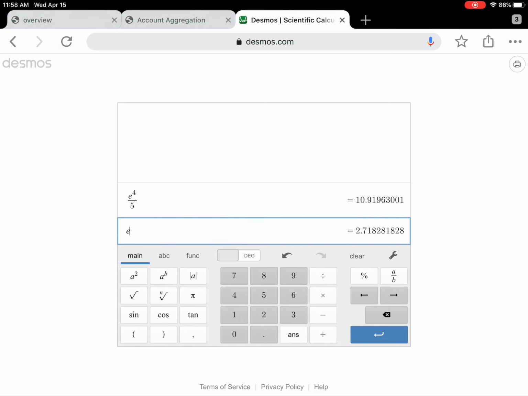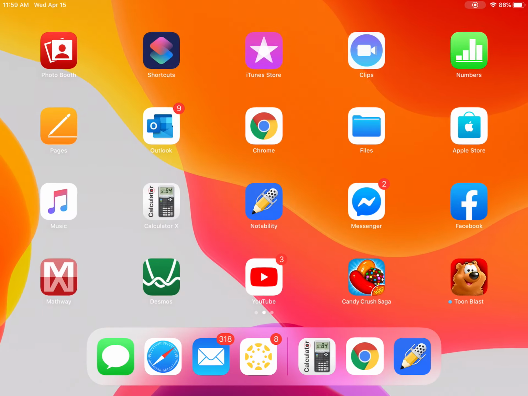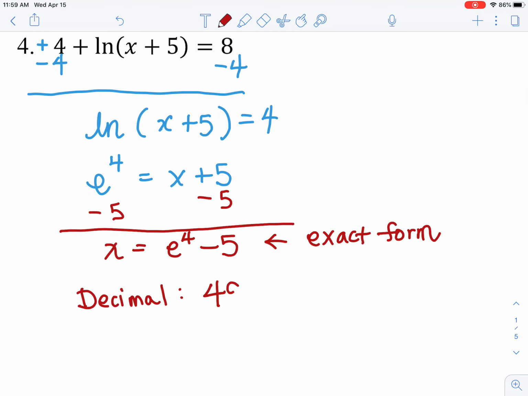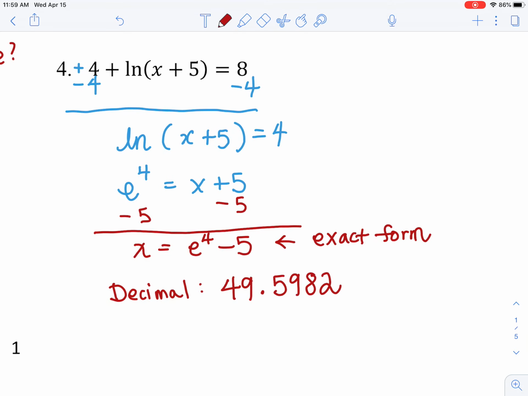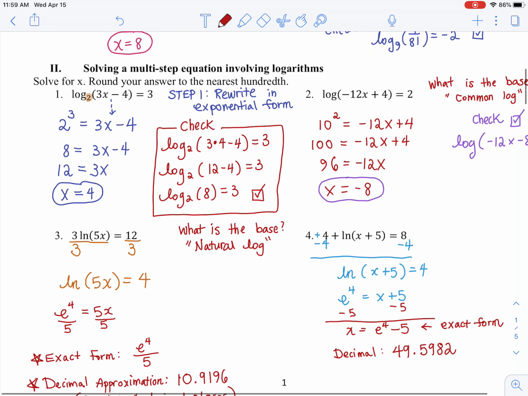e to the 4th power minus 5. So that one is kind of similar to what we did before, but we're not dividing by 5. We're just subtracting 5. The answer is 49.5982. So this is the decimal answer, but I also want the exact form when you submit your classwork.